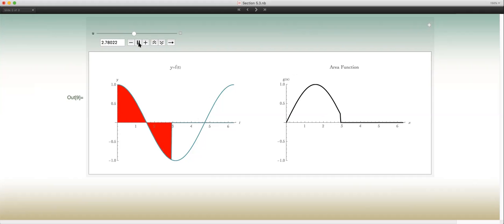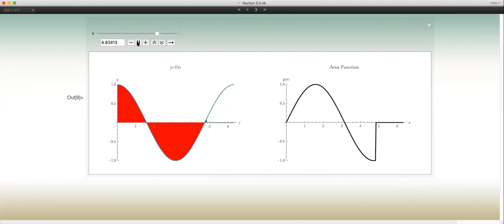Still accumulating area. The area function is dropping because we're picking up negative area. The area function just went negative. Why did the area function just go negative? Well, the total amount below the x-axis has now exceeded the amount above the x-axis. Okay, so we're in the red, quote unquote. Okay, keep going here. Accumulating, area is accumulating.